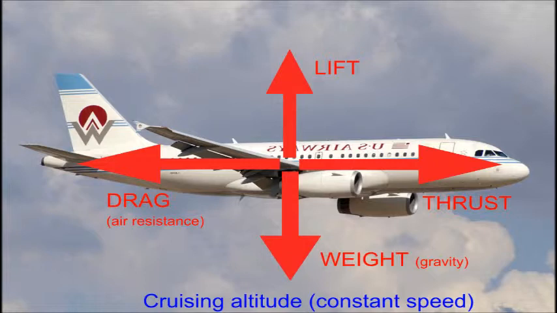At this altitude, the pilot maintains a constant thrust. In this scenario, all the forces are balanced out. The lift force is equal to the weight force, since the plane is not moving up or down, and the thrust force is equal to the drag force, since the plane is moving at a constant speed.